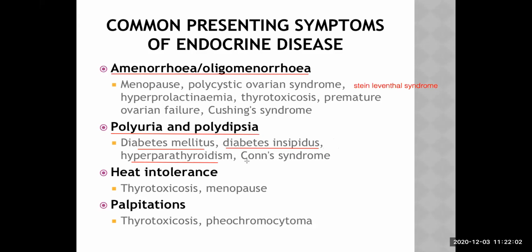Hyperparathyroidism and Conn syndrome are some other causes of polyuria and polydipsia. Hyperparathyroidism causes hypercalcemia, and that hypercalcemia is responsible for polyuria and polydipsia, whereas Conn syndrome, what is Conn syndrome first? Excessive aldosteronism. Increased aldosterone level. Primary aldosteronism. Exactly. This is known as primary hyperaldosteronism. See that.